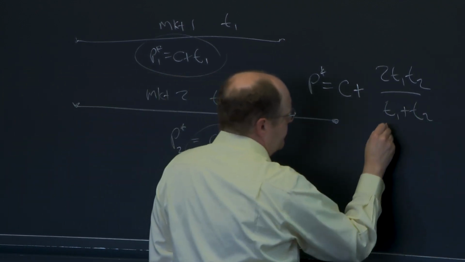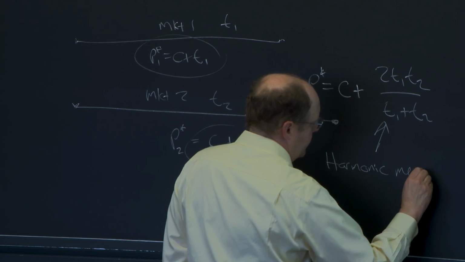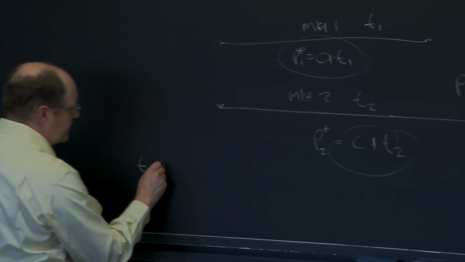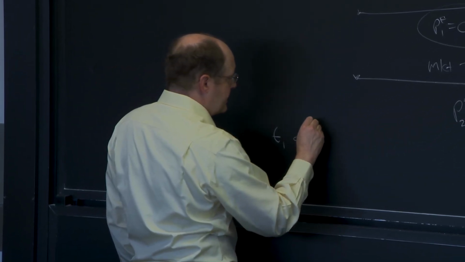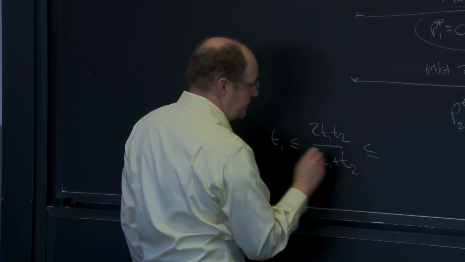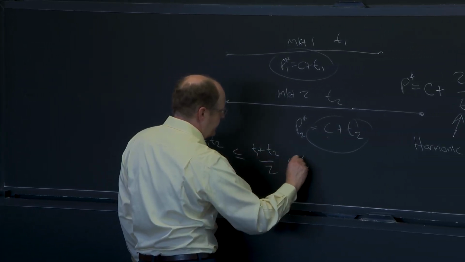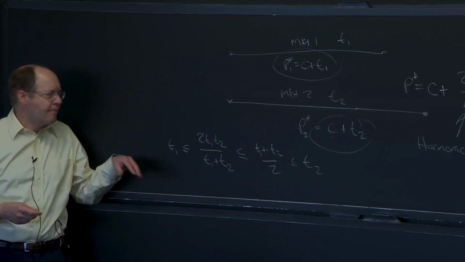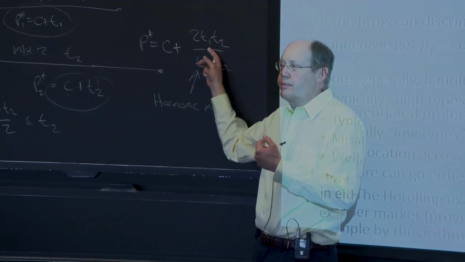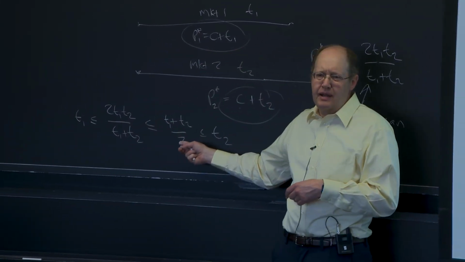Okay. This is what mathematicians refer to as the harmonic mean of T1 and T2. A basic math fact is that if T1 is less than T2, then T1 is less than 2 T1 T2 over T1 plus T2, which is less than or equal to (T1 plus T2) over 2, less than or equal to T2. This is called the arithmetic-harmonic mean inequality. You can think of this as the reciprocal of the average of the reciprocals of T1 and T2. So it always lies between T1 and T2, and it is less than the arithmetic mean of T1 and T2.